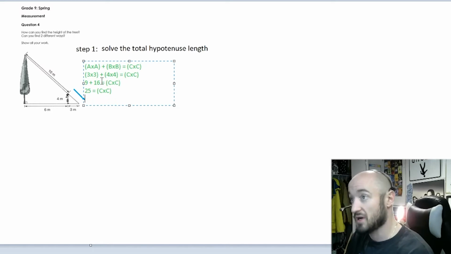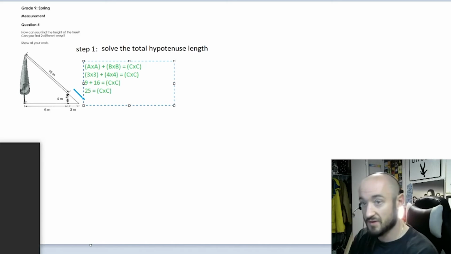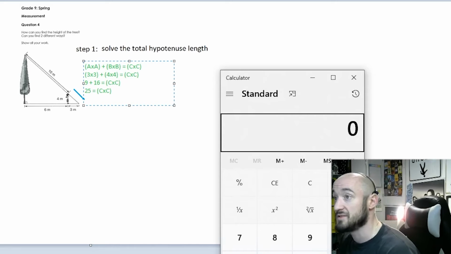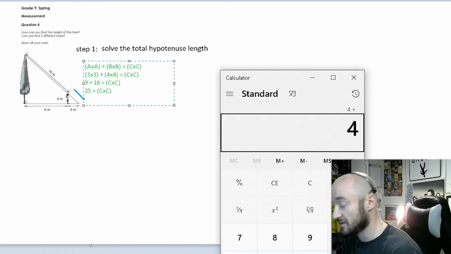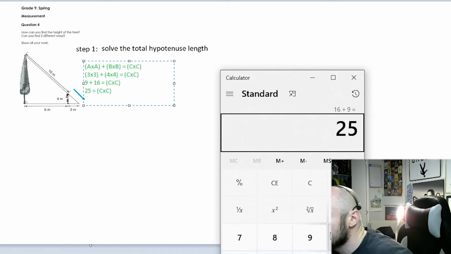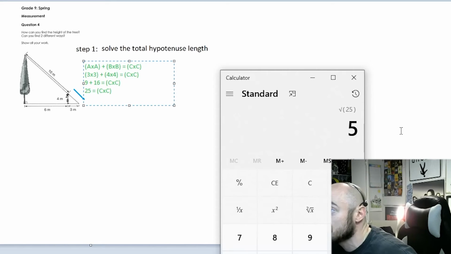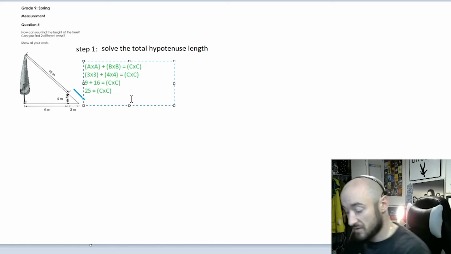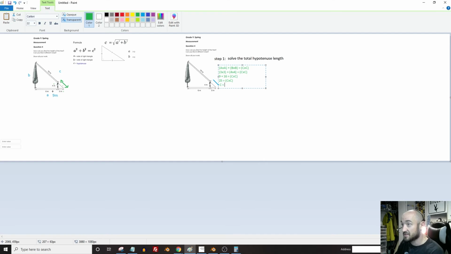Well, if we do our square root calculator, we can do 3 times 3 is equal to 9. 4 times 4 is equal to 16. Plus 9, 25. And then I'll just use this button for square root. It gives us 5. So C is now equal to 5. The square root of 25 is 5. Okay.